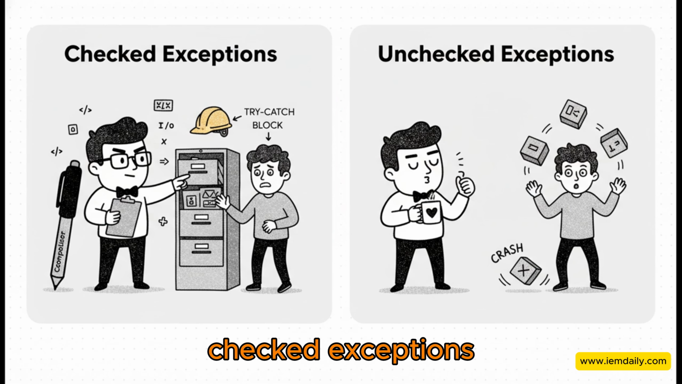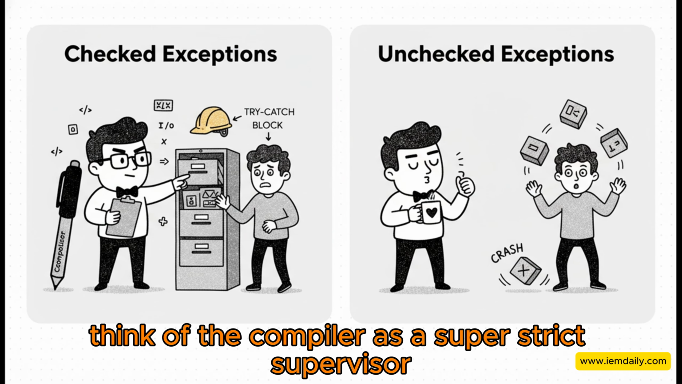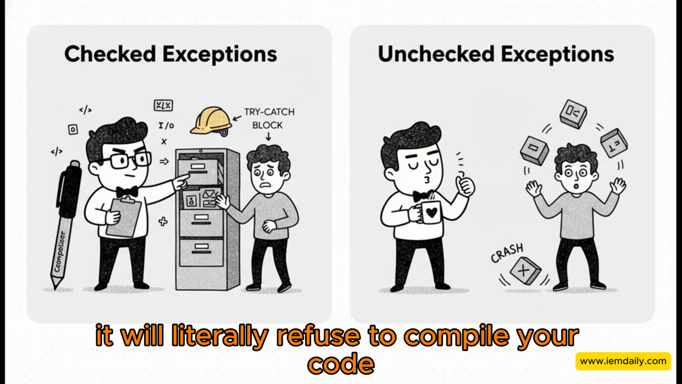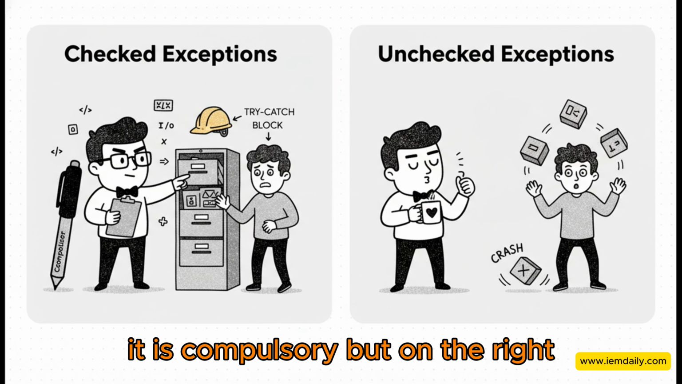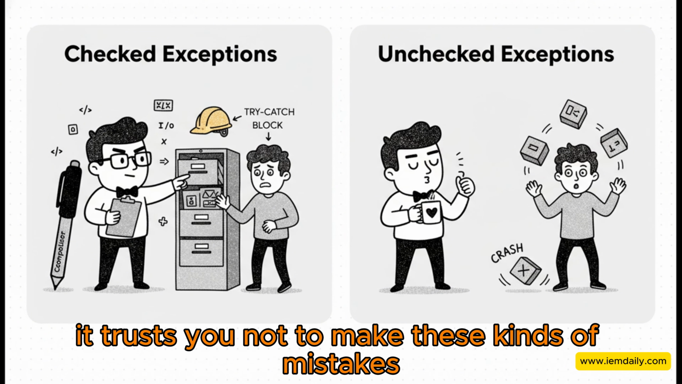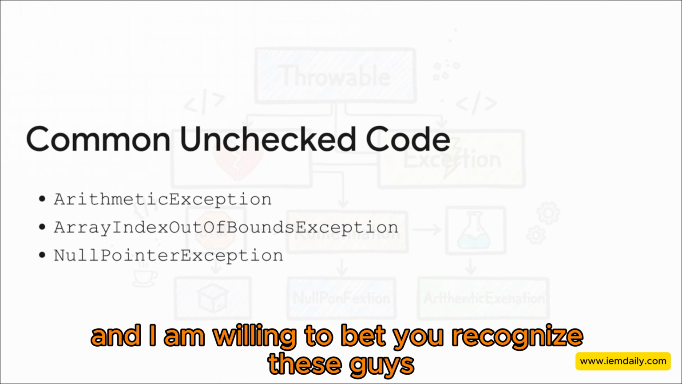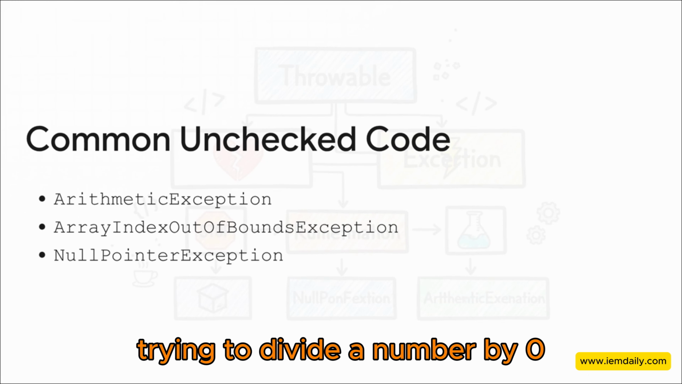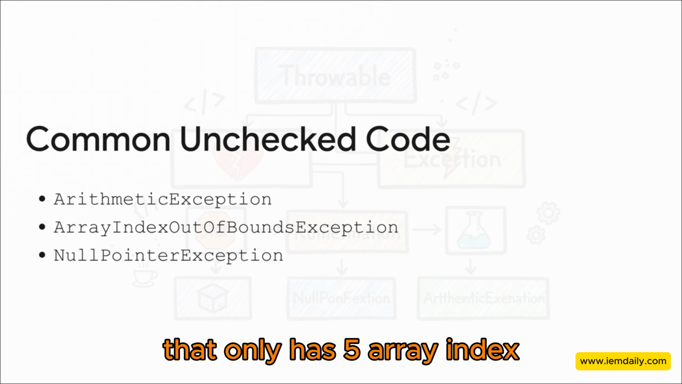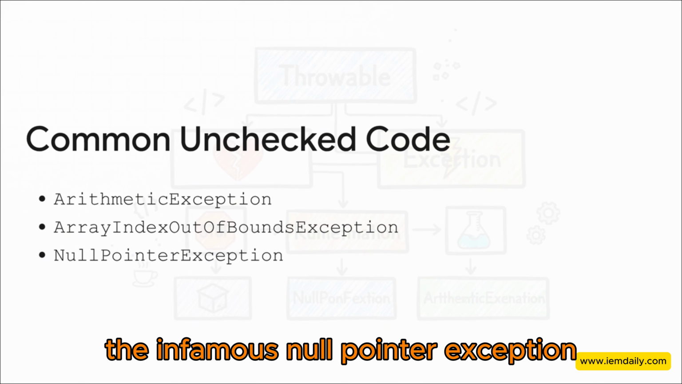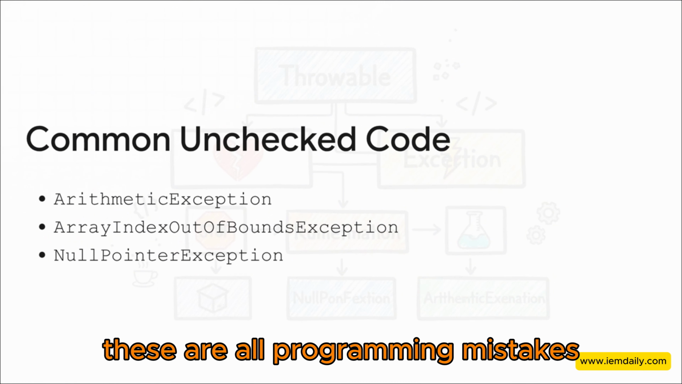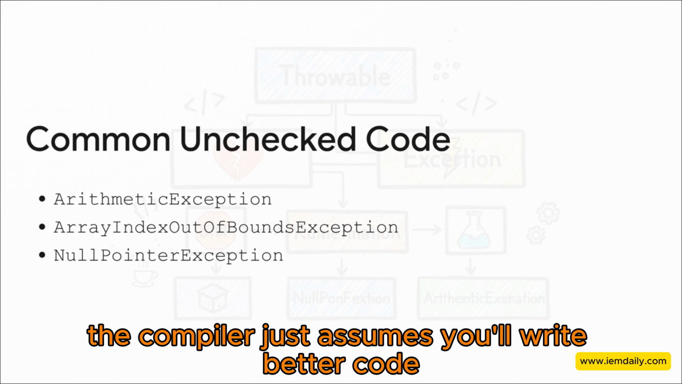Okay, pay close attention here because this is a classic exam topic. On the left, checked exceptions. Think of the compiler as a super strict supervisor. If your code tries to read a file, the compiler knows that file might be missing. It will literally refuse to compile your code until you handle that possibility. It is compulsory. But on the right, you have unchecked exceptions. The compiler just doesn't check for these. It trusts you not to make these kinds of mistakes. And I am willing to bet you recognize these guys. Trying to divide a number by 0? That's an ArithmeticException. Trying to access the 10th item in an array that only has 5? ArrayIndexOutOfBoundsException. And of course, the infamous NullPointerException, when you try to use an object that doesn't exist yet. These are all programming mistakes, which is why they're unchecked. The compiler just assumes you'll write better code.